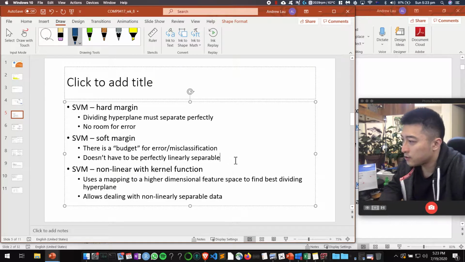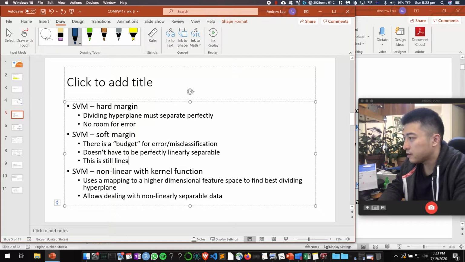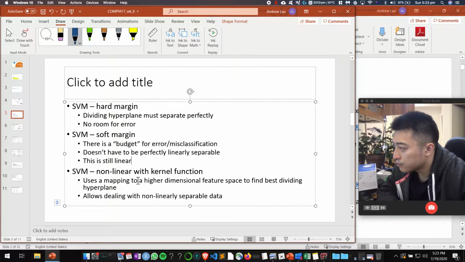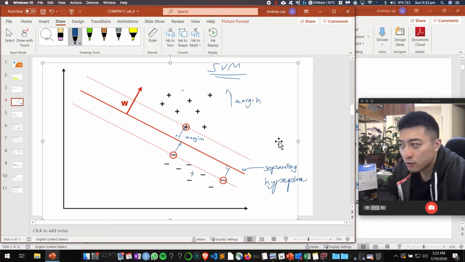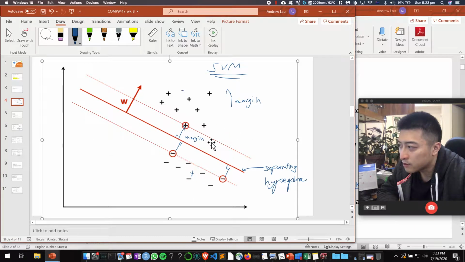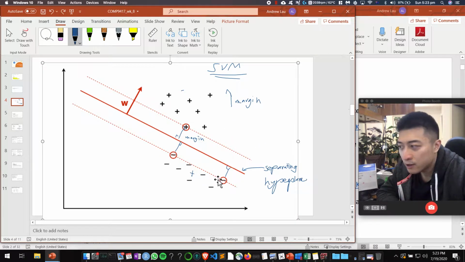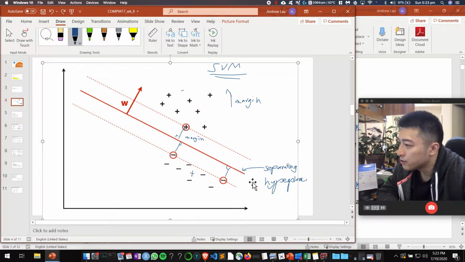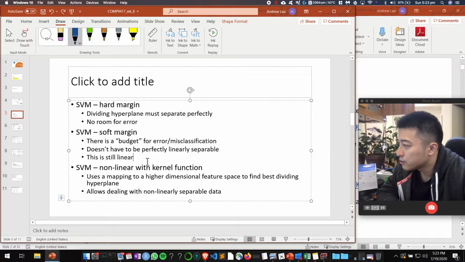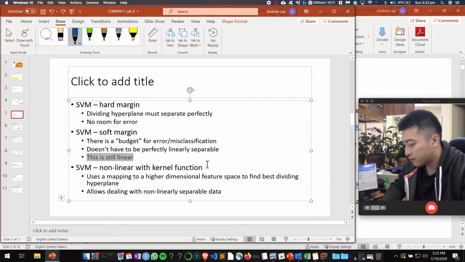But even so, this is still linear. With a soft margin, this could be a soft margin support vector classifier. You have things on both sides which stop it from being perfectly linearly separable, but there's a bit of a tolerance for error, say here and here. But still, you're using a straight line to try and separate things.